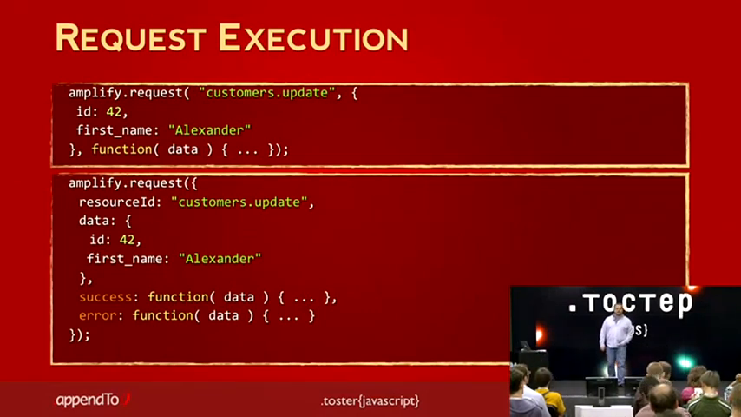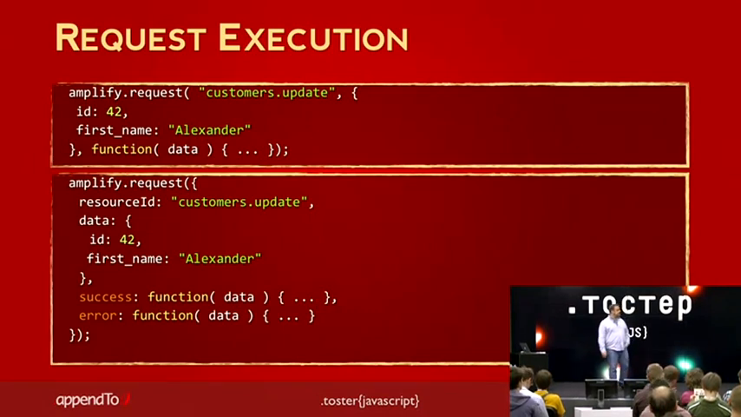The second example is just the same call, only we're showing how to do it as a hash. So we're sending in the whole object in. We're setting the resource ID, which is customers.update, which is the same as before. But we're sending in the data as a hash as well, so we're going to set its ID. It's first name now, Alexander. If we had last name we were going to update or any other kind of information, we can send that in this hash as well. And then we have properties for success function callback and error function callback.